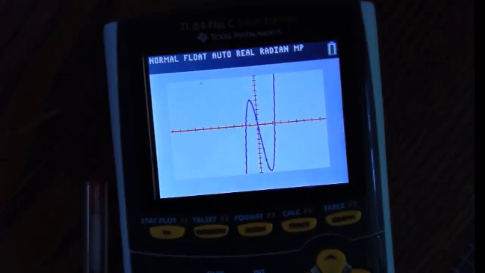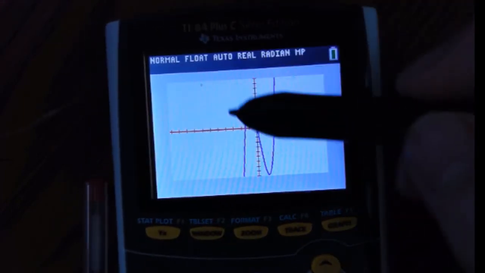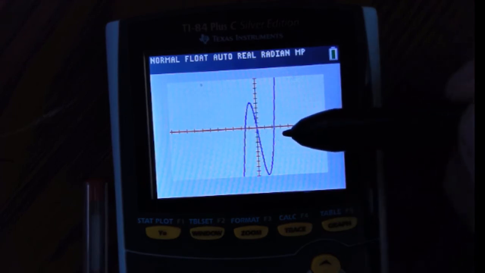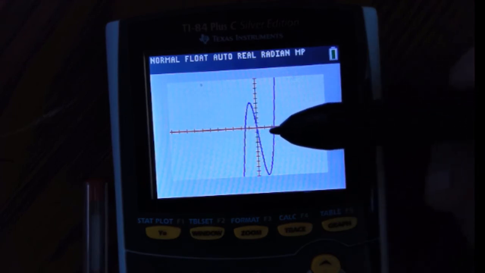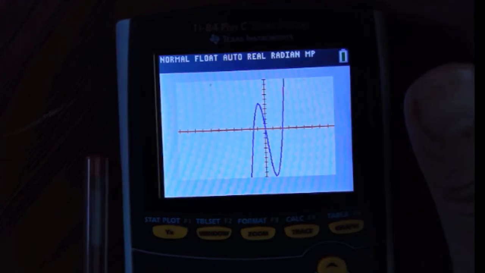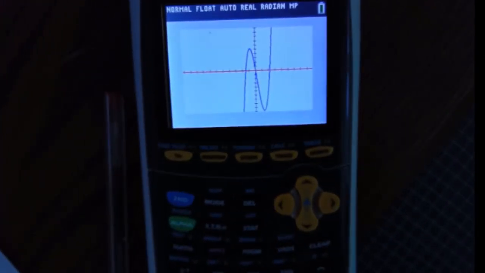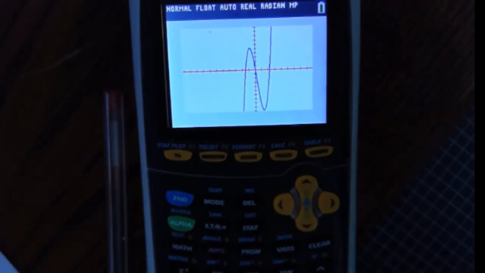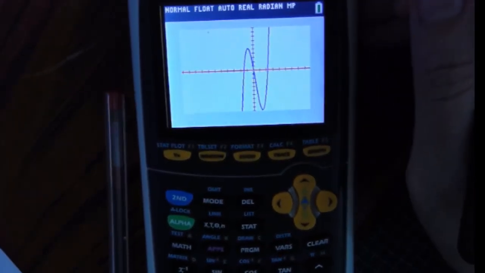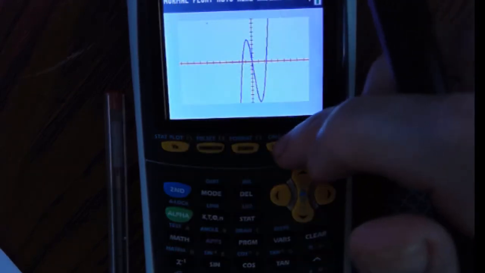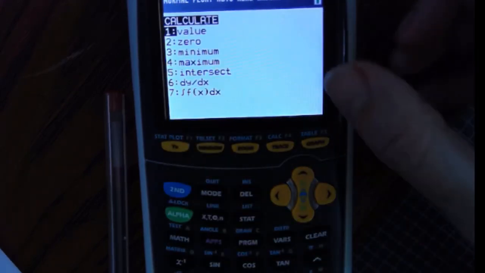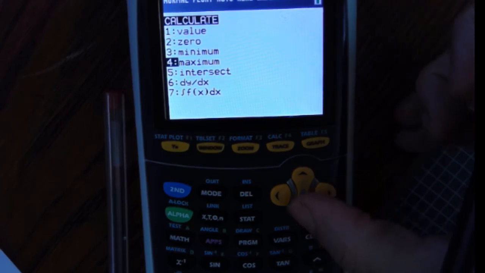Now, in this case, if you pay attention, I can see the intersections right there, very clearly. So we have to use that strategy to find the point of intersection. How do I do that every time? Make sure that you understand and write it down if you don't know. First, you click on second and then trace. You go to number 5, which is intersect.